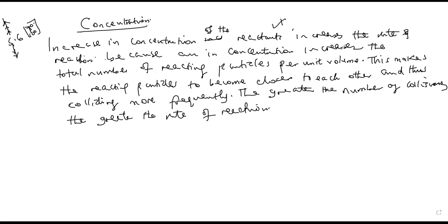So here, an increase in concentration of reactants increases the rate of reaction, that is a mark. Then you have to tell me that an increase in concentration increases the total number of reacting particles per unit volume, that is a mark. This makes the particles become closer to each other and collide more frequently. The greater the number of collisions, the greater the rate of reaction. Those are roughly 2 marks when explaining. So we are going to look at the effect of concentration. I'm going to give an example of something to think about.